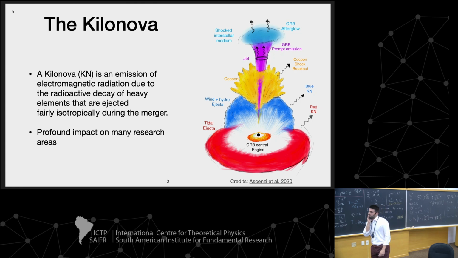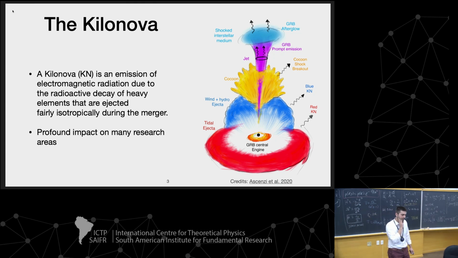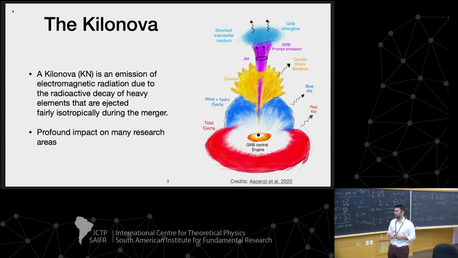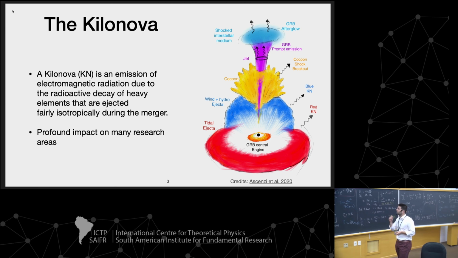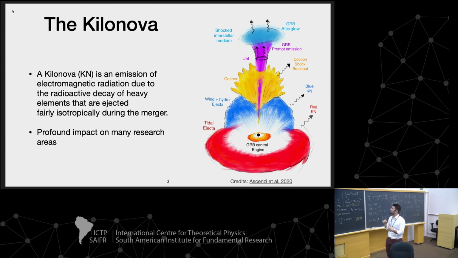So when you have a multi-messenger event, what you are observing is the gravitational wave event, for example, GW170817, the merger of two neutron stars, and a bunch of electromagnetic emission, for example, a GRB, like a short GRB. This is good, but what we are looking for is the kilonova. If you look at this picture here on the right, you have the GRB central engine, which is the merger of the two neutron stars.